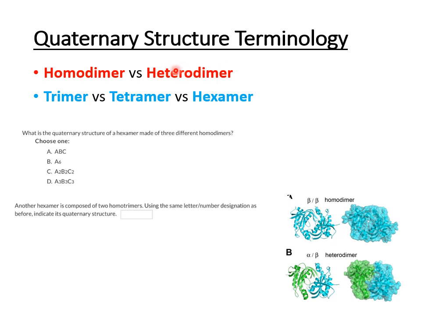And then sometimes beyond that you see trimer, tetramer, hexamer, tri being 3, tetramer being 4, and hexamer being 6. Okay, so you have 3 subunits, you have 4, you have 6. And when you are looking at this, the way the questions might be phrased would be, for instance, what is the quaternary structure of a hexamer made of 3 different homodimers?